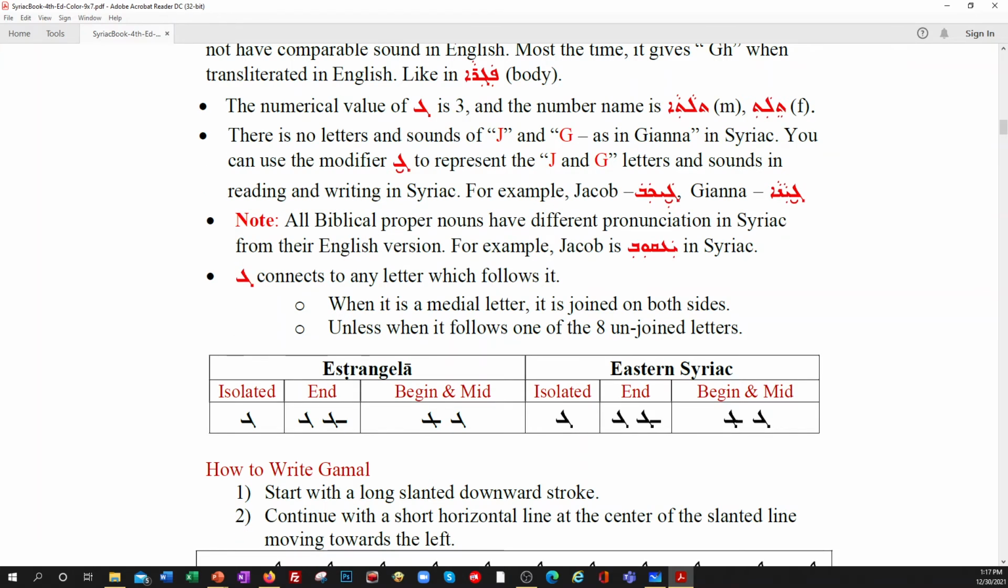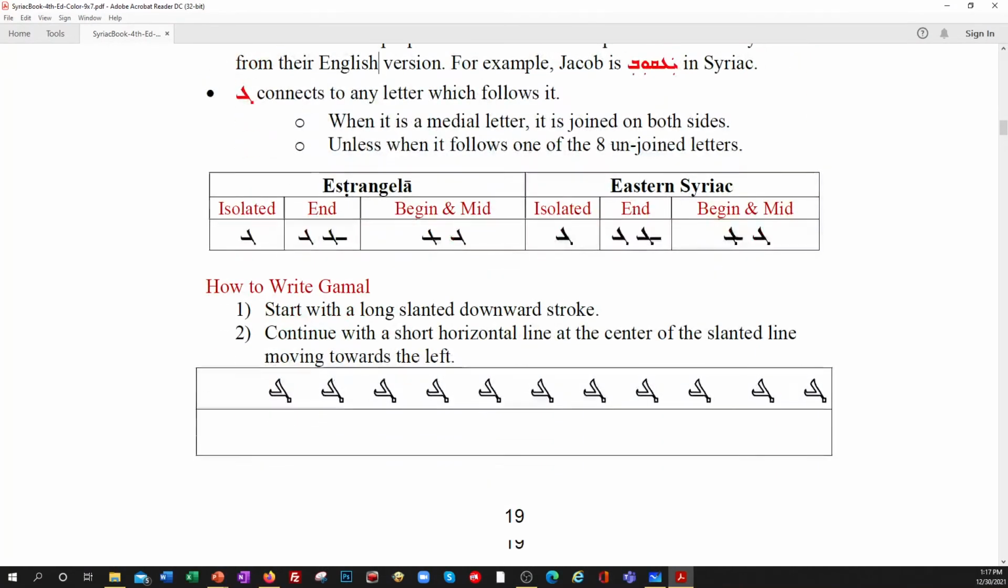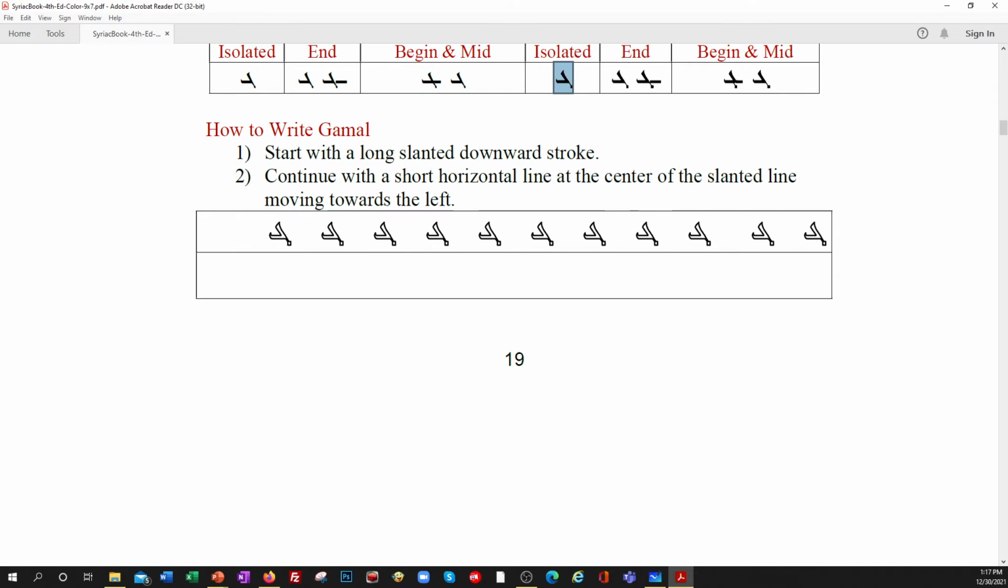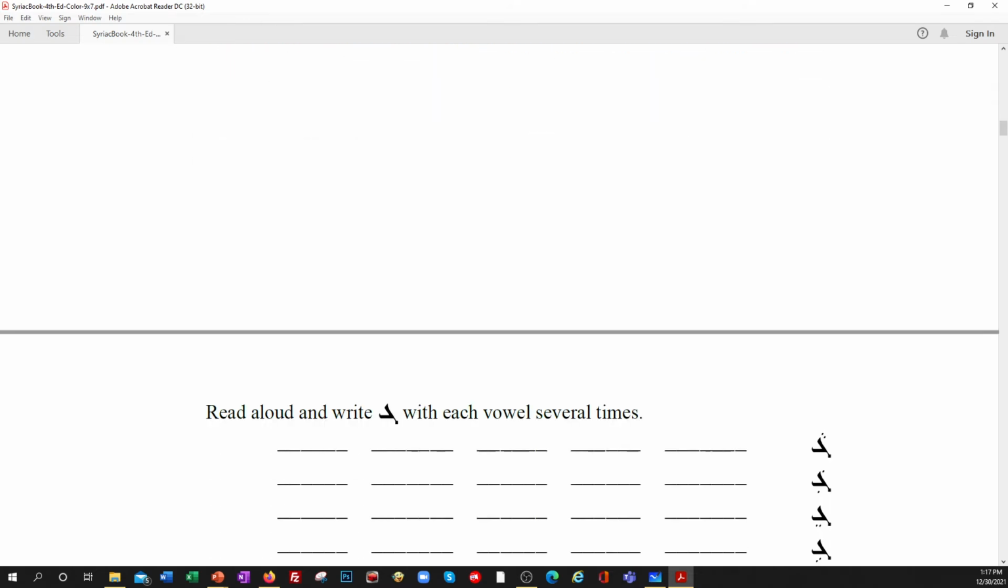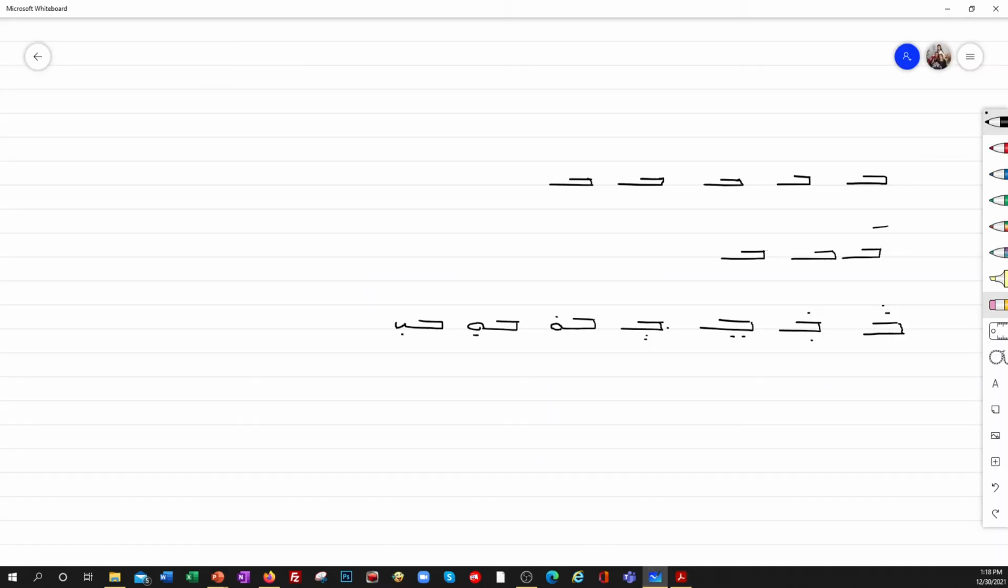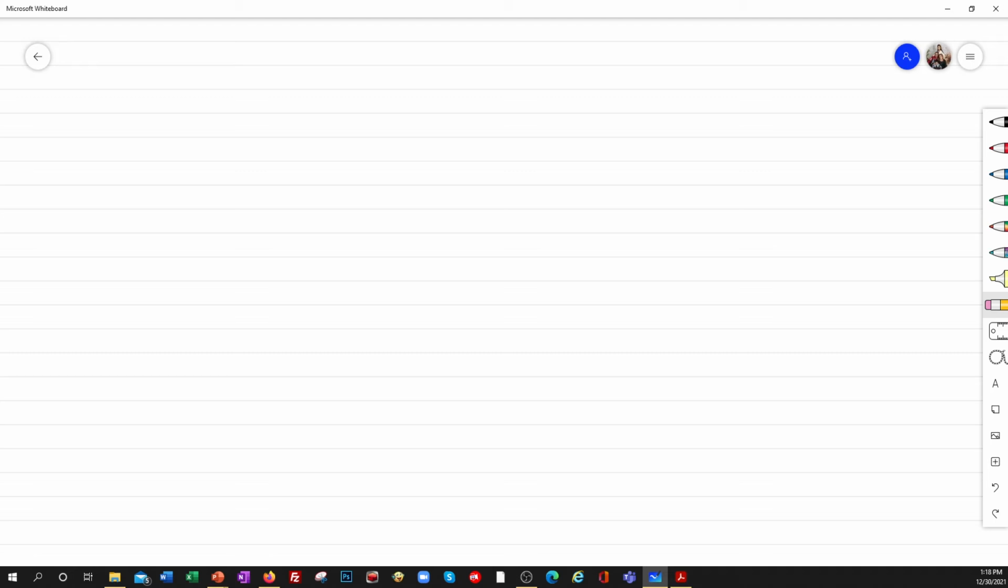Gamal connects to any letter which follows it, and this is exactly how it's going to look in a word, in the middle when it is joined, at the end when it is joined, this one to the right, and when it stands alone, like this one here. Here, Gamal is the same as Strangilo, so I'm going to switch the board to write the Gamal with the vowels too, so just follow my steps here to write it.